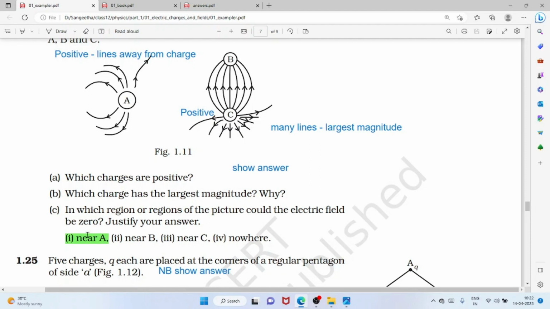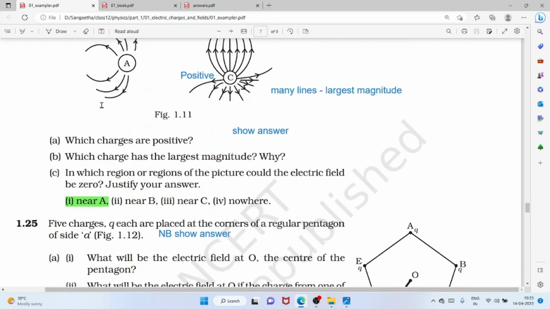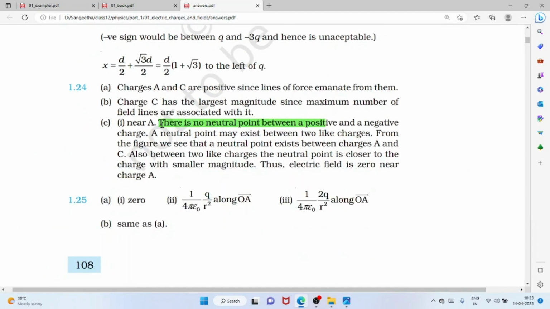In which region or regions of the picture could the electric field be zero? Near A. Here only we are having a break. So the electric field is zero near A only. Show the answer also, 24. Okay, near A. There is no neutral point between the positive and the negative charge. So the neutral point may exist between the two like charges. Here we see that a neutral point exists between the charges A and C.